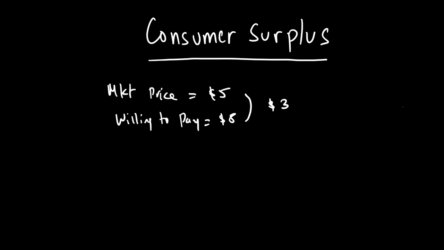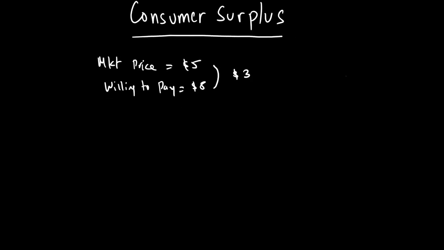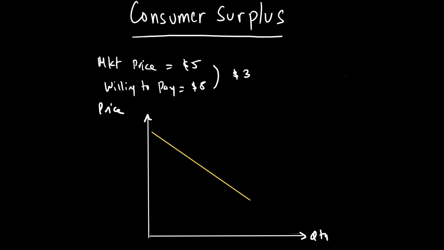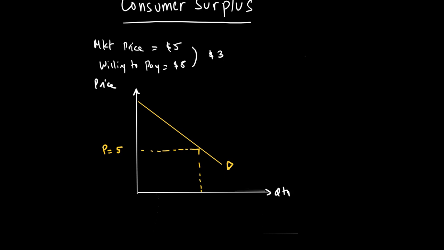How does consumer surplus come about? For that, we need to make a downward sloping demand curve. This is my price, this is my quantity, and let's say this is the demand curve of an individual consumer for shirts. Let's say right now the market price is $5, and I am planning to buy at this price. Let's say I'm planning to buy 5 shirts.